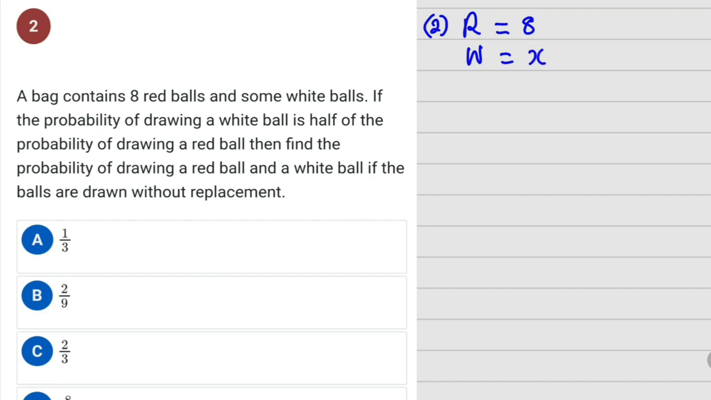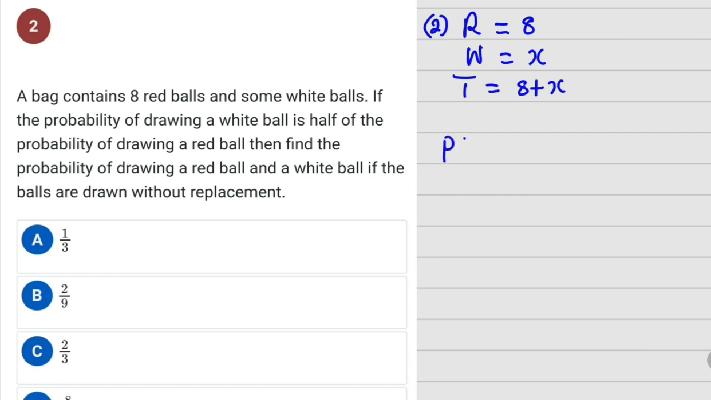Now, it says if the probability of drawing a white ball is half of the probability of drawing a red ball. So now let me tell you something. The total in this case is going to be 8 plus X. Now remember, we said probability is the number of required outcomes all over the number of total outcomes. So take note of that.